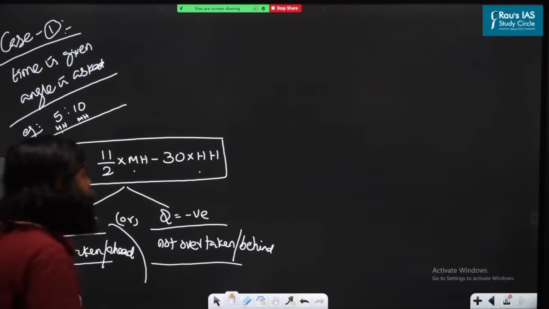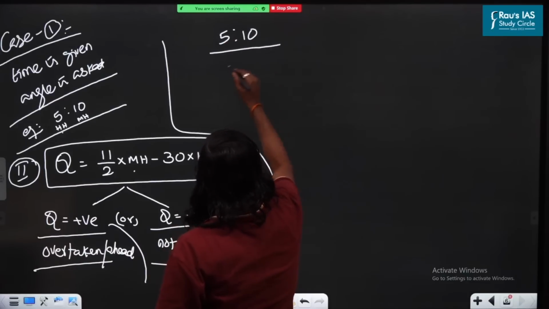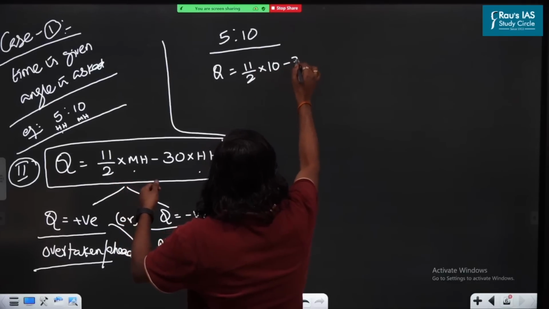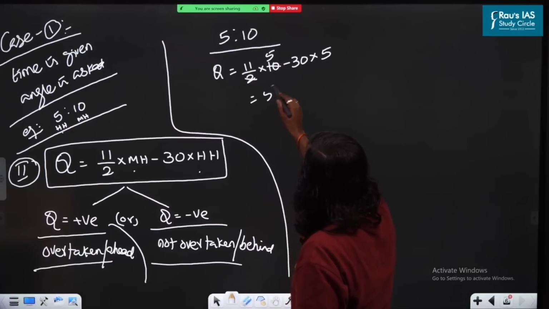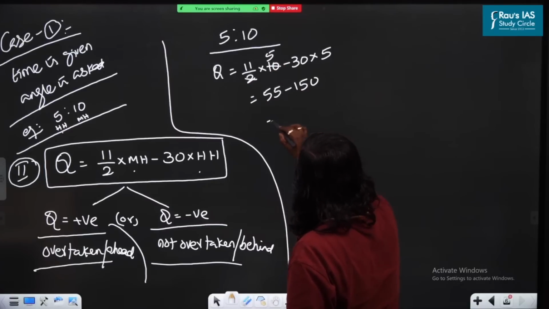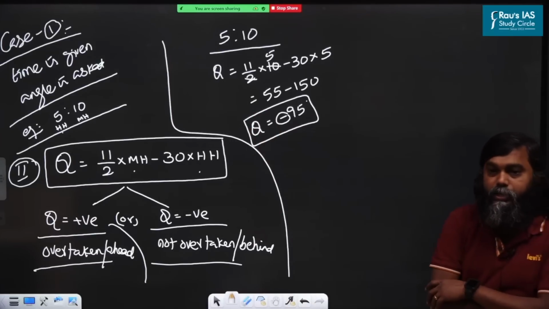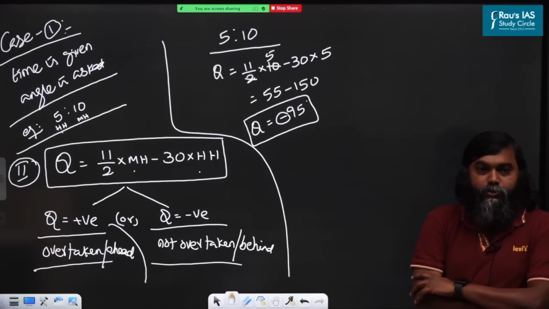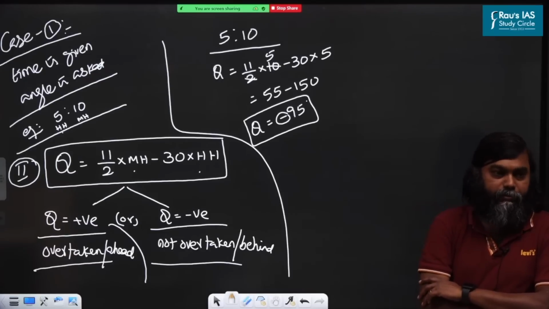Now listen. For example, 5:10. Find the angle between minute hand and hour hand. Substitute here: 11/2 into the minute hand, minus 30 into the hour hand, which is 5. So 55 minus 150. What is the meaning of minus? That means not overtaken. So what is the angle between minute hand and hour hand? 95 degrees.